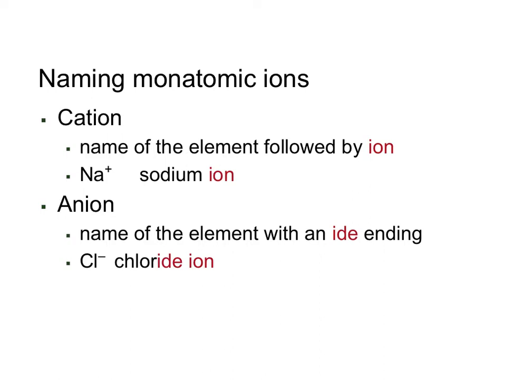For anions, we actually change the name slightly. We take the end off the name and replace it with -ide. So chlorine with a 1- charge will be referred to as the chloride ion. We know that the chloride ion will have a 1- charge because it is a halogen in group 7, and all of the group 7 atoms will form -1 charged ions.